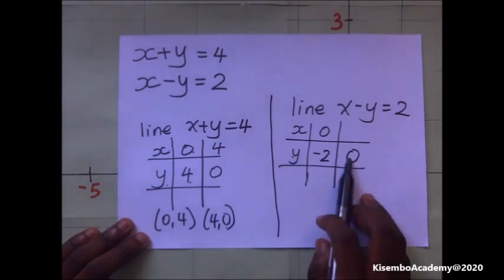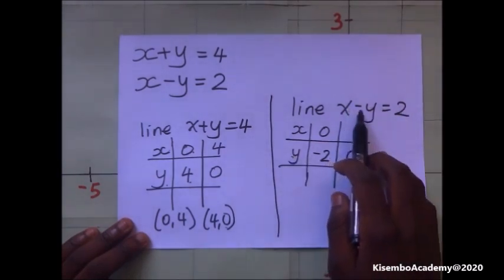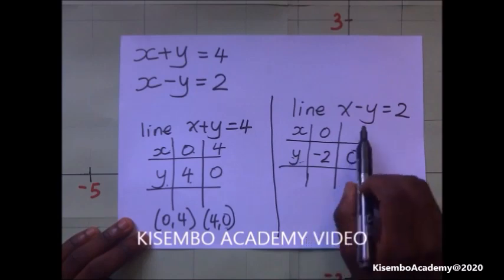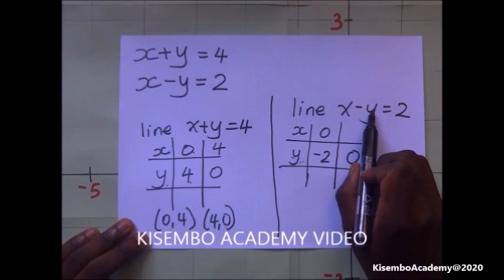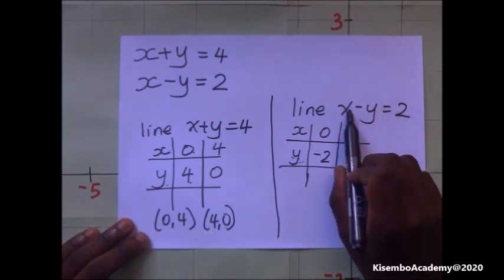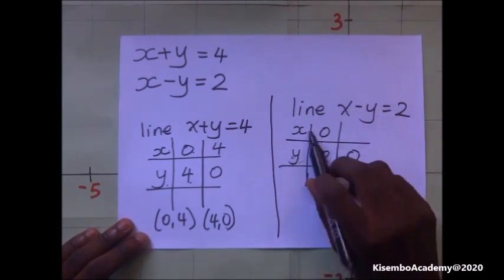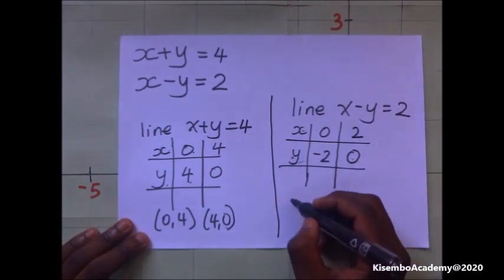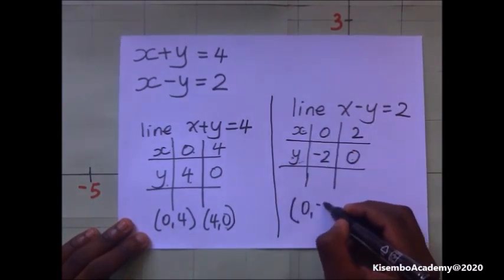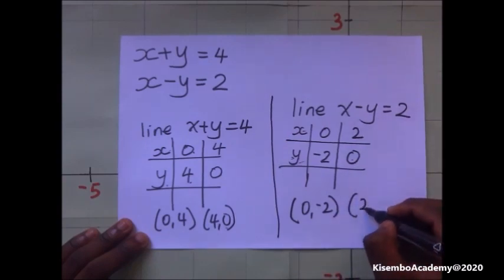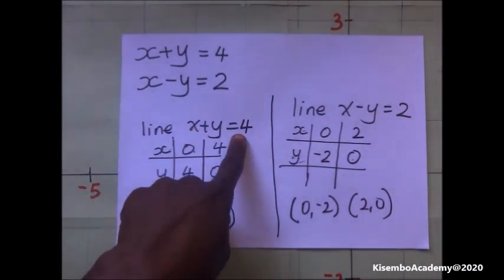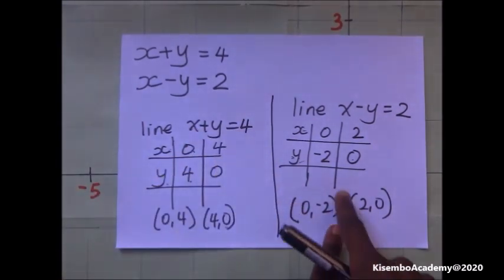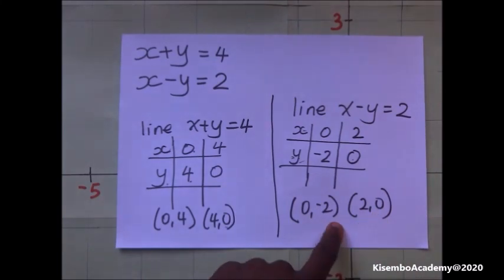Likewise, if our value of y is 0 here, what is our value of x? If we substitute 0 for y, it becomes x minus 0 is equal to 2. So our value of x will be 2. So when y is 0, our value of x will be 2. We shall come up with coordinates 0 comma negative 2 and 2 comma 0. We shall plot these to draw line x plus y is equal to 4 on our grid, then plot this other line. And where those two meet is the solution.